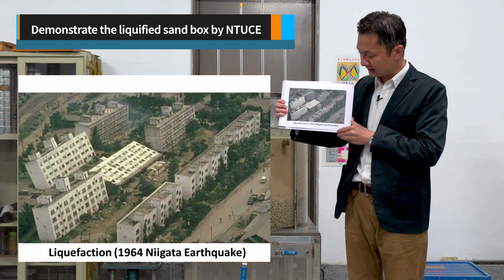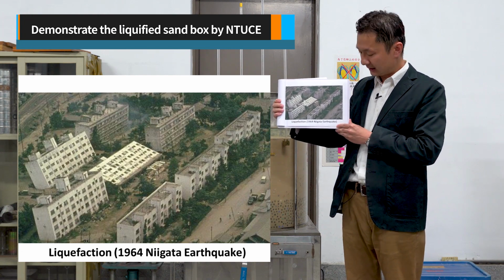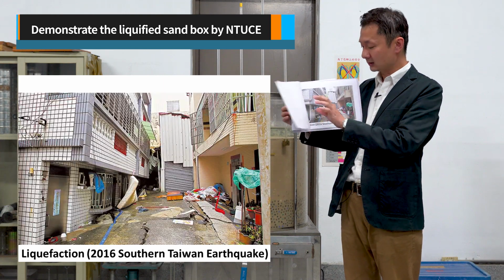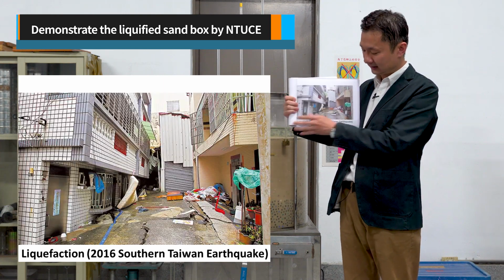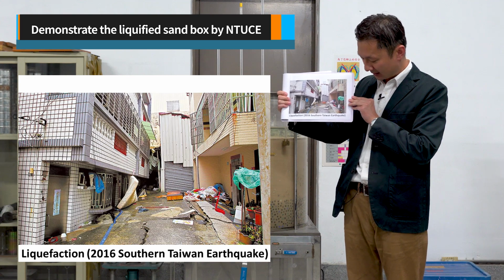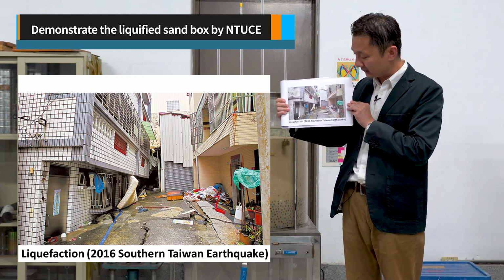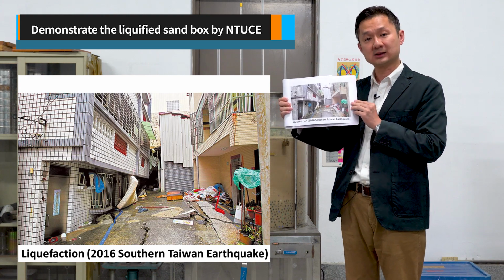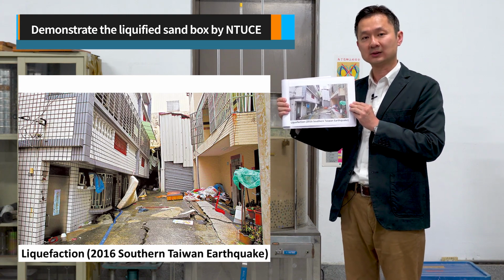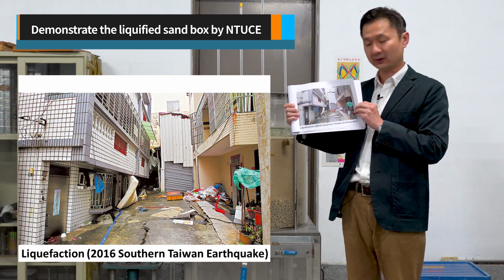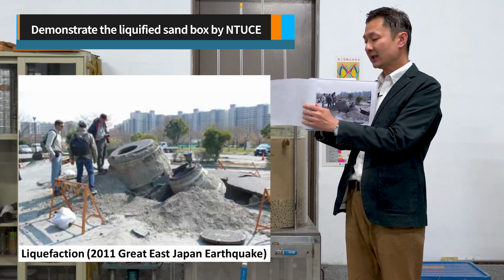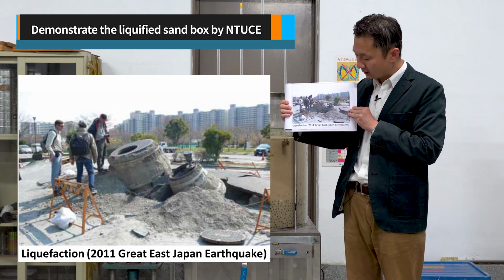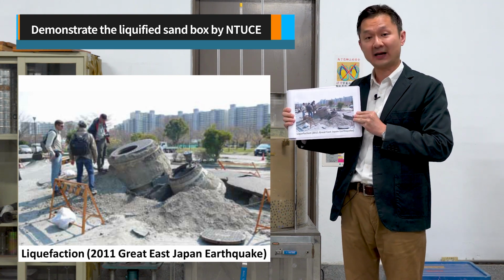For example, this is the liquefaction caused in Japan, 1964. Also, it happened in Taiwan due to the southern Taiwan earthquake. And you can see the building is tilting or even fell because the ground lost its bearing capacity due to the liquefaction. Another example is this manhole cover uplift, also due to the liquefaction effect.